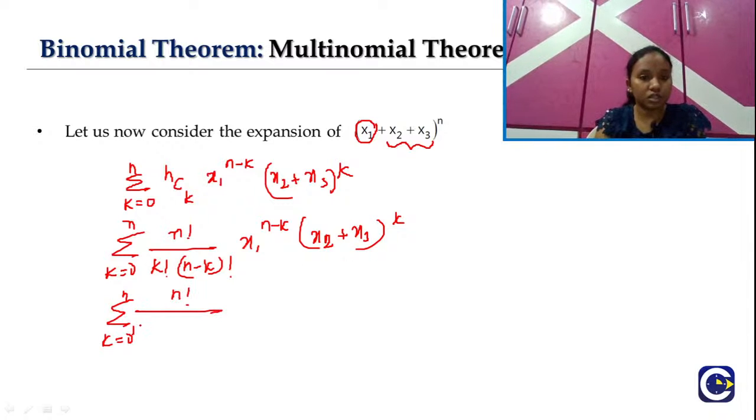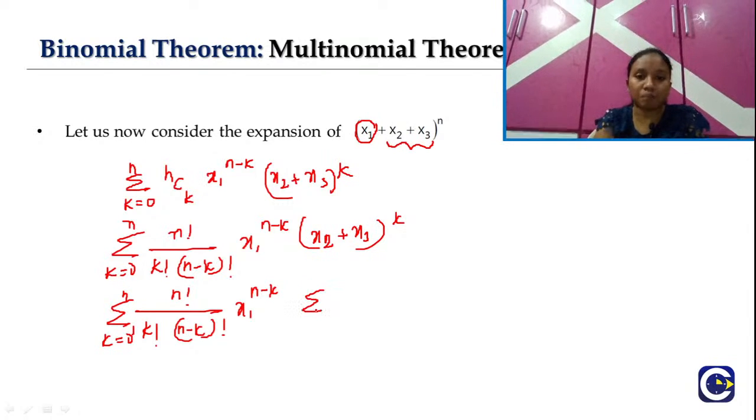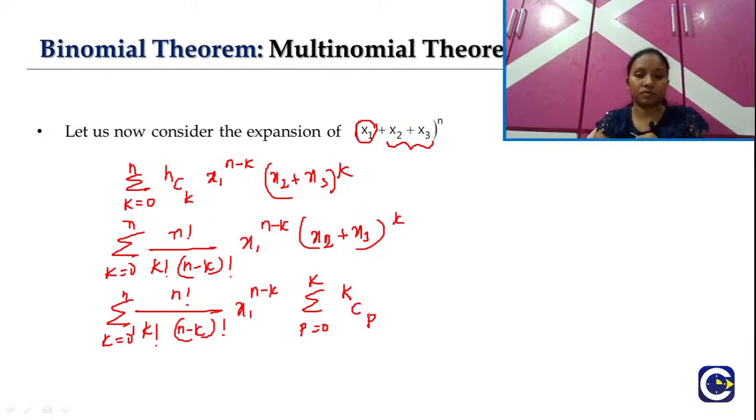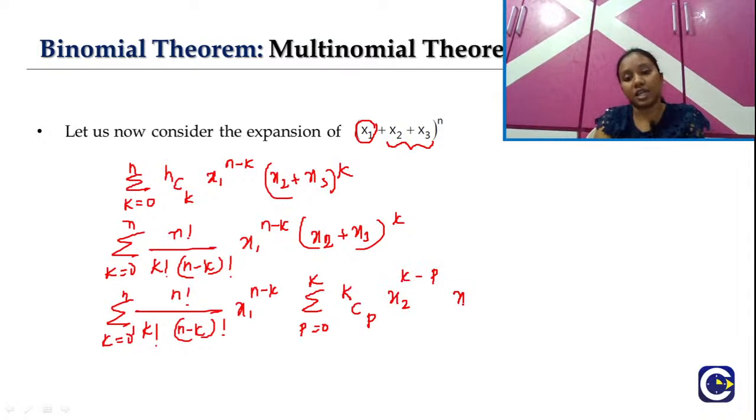So n factorial by k factorial (n minus k) factorial, x1^(n-k). Now I am taking some p, so sigma p will be from 0 to k, because it is until k, not until n. So now it will be kCp, and then x2^(k-p) and then x3^p.